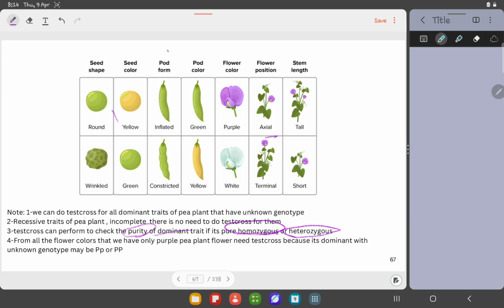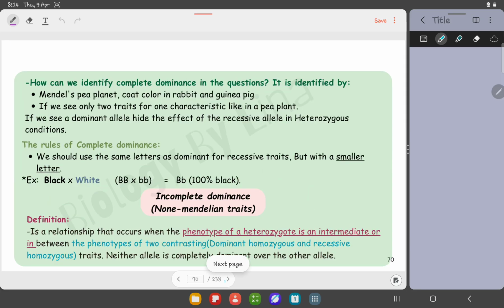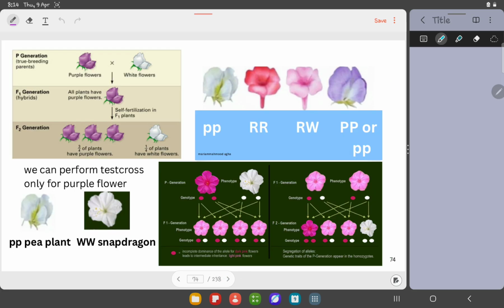From all the flower colors that we have, only the purple pea plant can we perform the test cross for, because it's the only dominant with unknown genotype, which may be either P capital P small or P capital P capital. What do we mean by that? Only for the purple flower. For example, if you look at the flower colors that we have, we will talk later about these flower colors also.